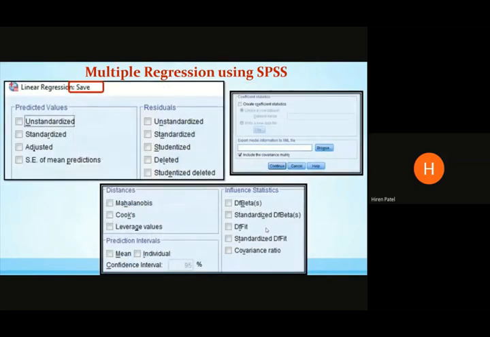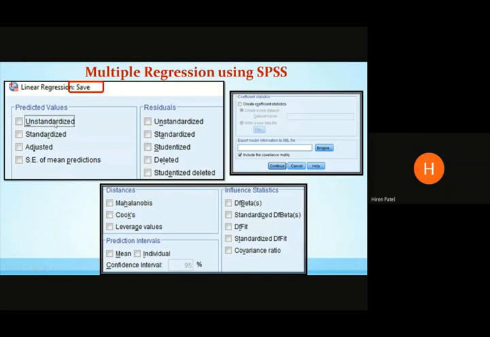Another third option available with SPSS when you run the regression model is save. So what do you want to save? Of course, this entire list would be in a single slide. However, I have divided them into 3 different windows. Now, when you click on any of these to save, it will create one additional column in your SPSS sheet. Right, in your data sheet, it will create an additional column.